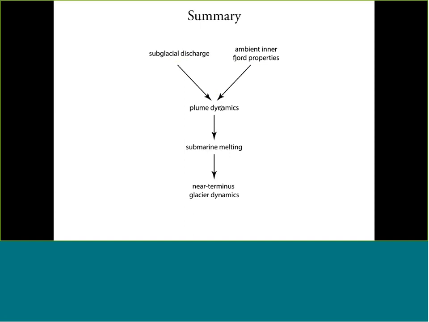And then the plume, as it's entraining warm water and rising, is going to melt the glacier face, bringing more fresh water into the plume and affecting the structure of that plume. And then that turns back and feeds on the glacier dynamics. In particular, we're looking at what happens in the near terminus area. So how does that submarine melting contribute to variations in ice flow and strain rates?